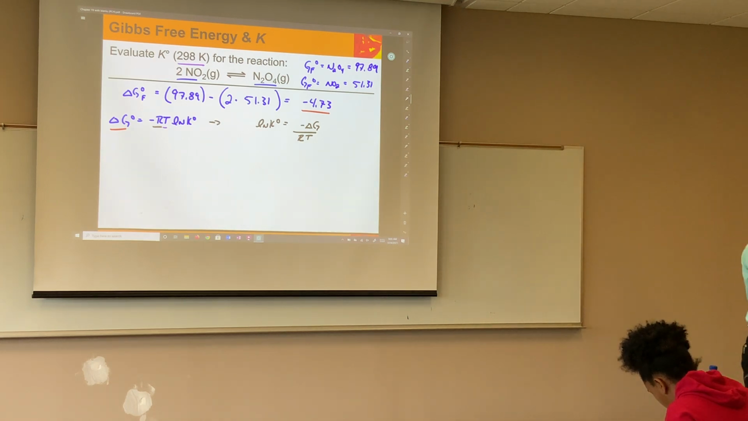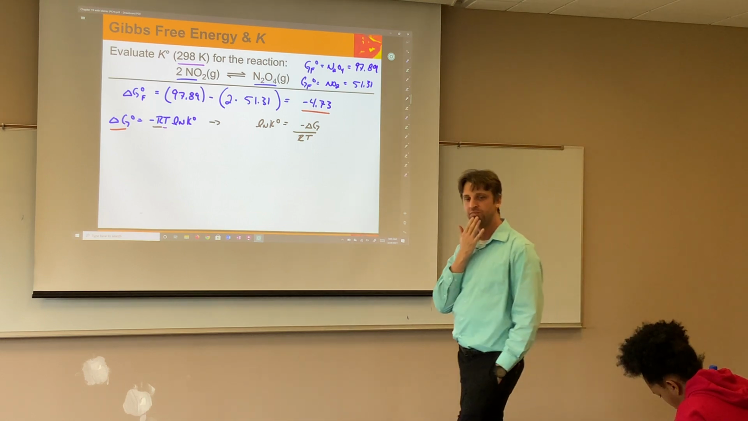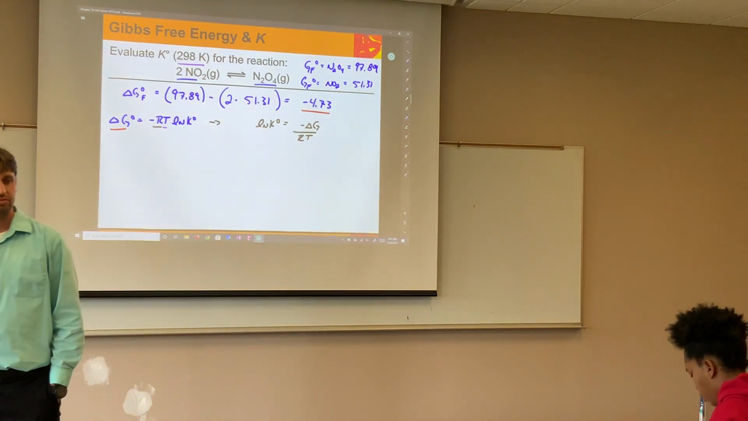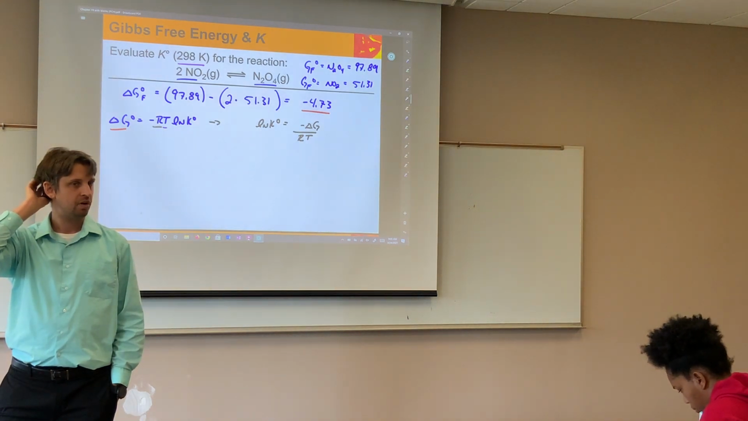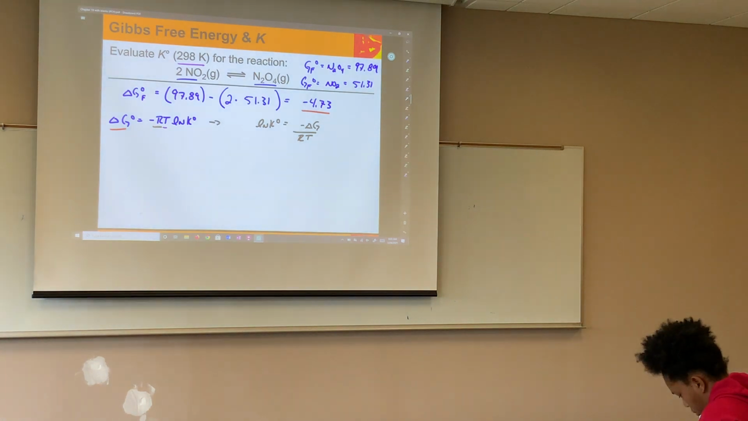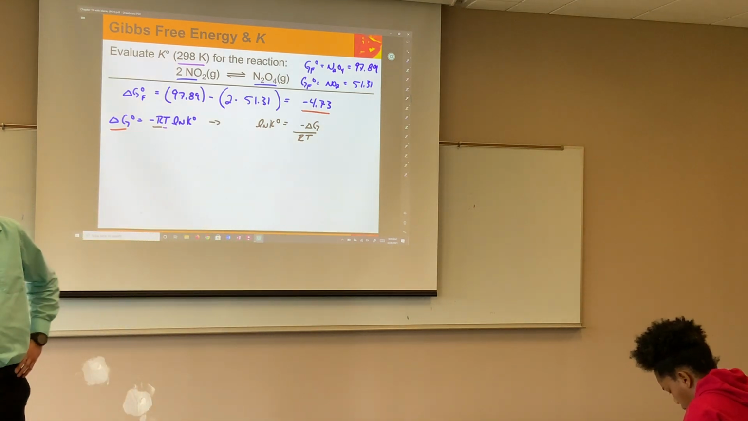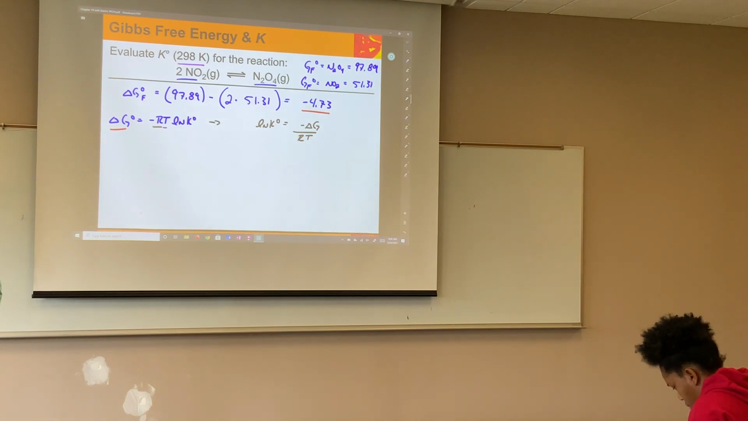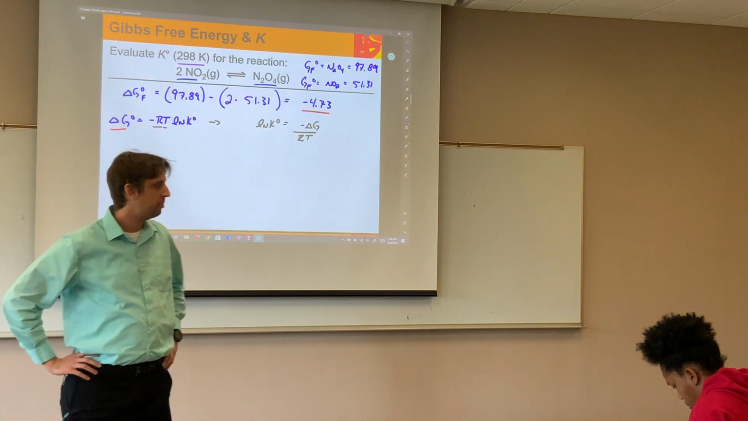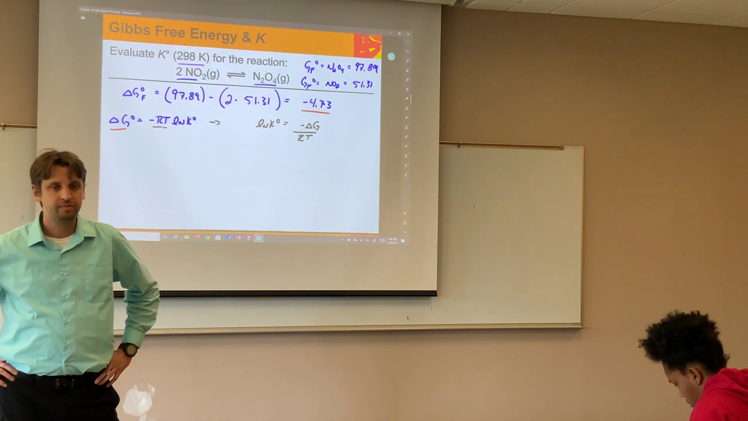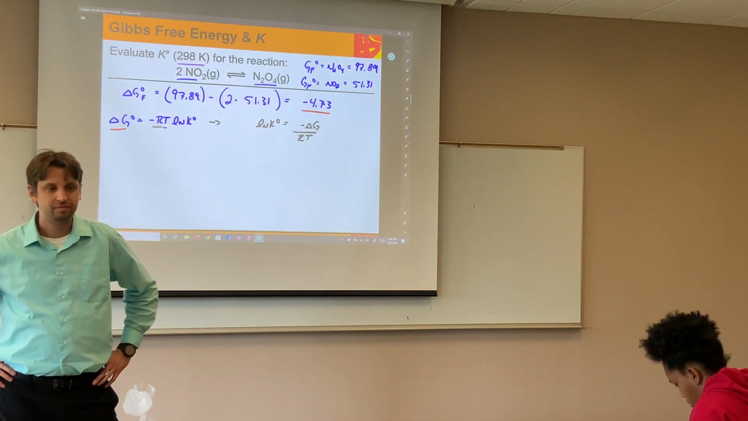8.31. So how do we get rid of our natural log there to isolate K naught? E to the... E to everything else. Getting rid of a natural log is e. Getting rid of log base 10 is just raising everything to 10. It's interesting.